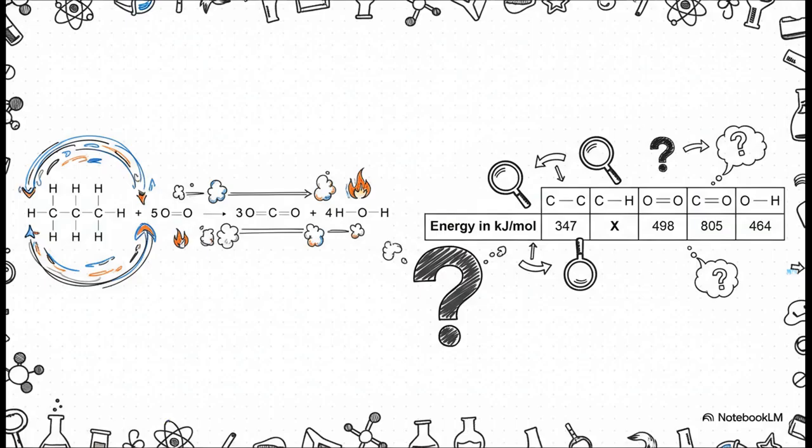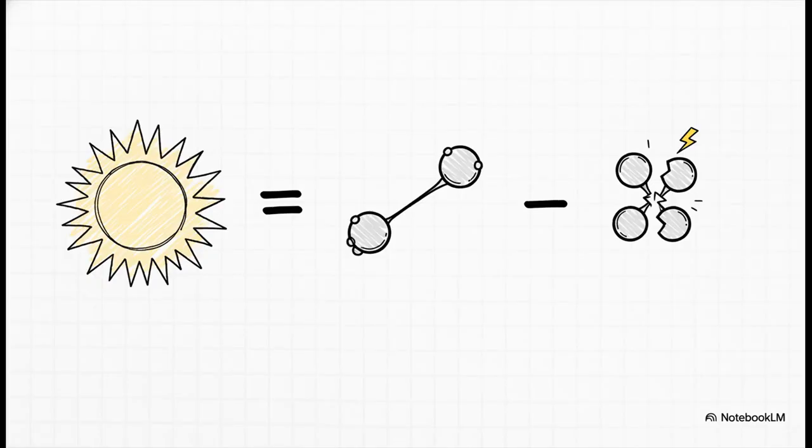On the right, we've got a table of bond energies. And our mission, should we choose to accept it, is to figure out the value of X, the energy of that CH bond. Okay, anytime you see one of these questions, it all comes down to one key idea. Energy change equals the energy of bonds broken minus the energy of bonds made.